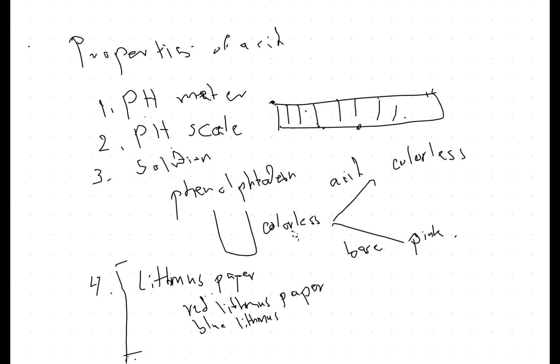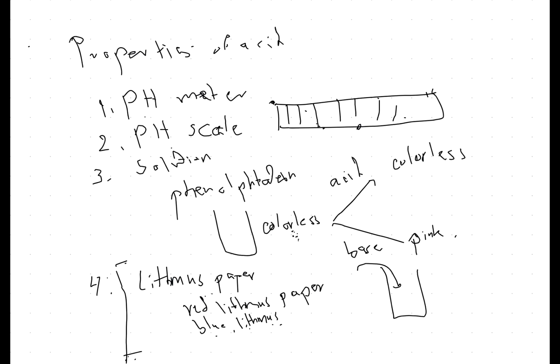So he showed us the red litmus paper, which has a red color. When we dipped it in acid, it stayed red. And when we dipped it in base, it turned blue. And he showed us the blue litmus paper. When we dipped it in acid, it turned red. But when we dipped it in base, it stayed blue. Okay? So red litmus stays red with acid but turns blue with the base.